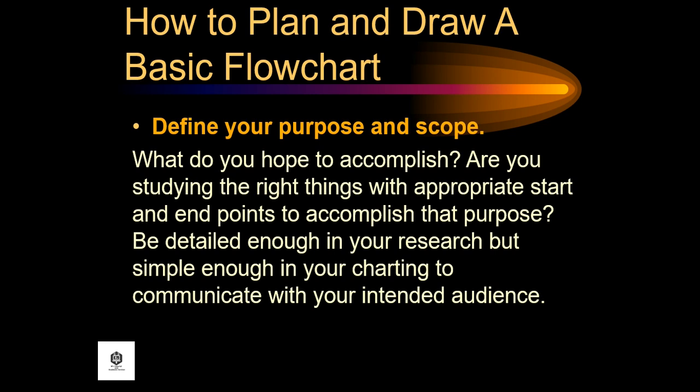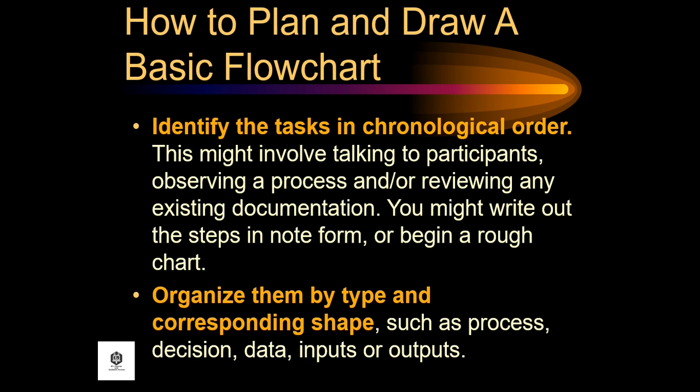First, define your purpose and scope. What do you hope to accomplish? Are you studying the right things with appropriate start and end points to accomplish that purpose? Be detailed enough in your research but simple enough in your charting to communicate with your intended audience. Next, identify the tasks in chronological order. This might involve talking to participants, observing a process, and/or reviewing any existing documentation. You might write out the steps in note form or begin a rough chart.